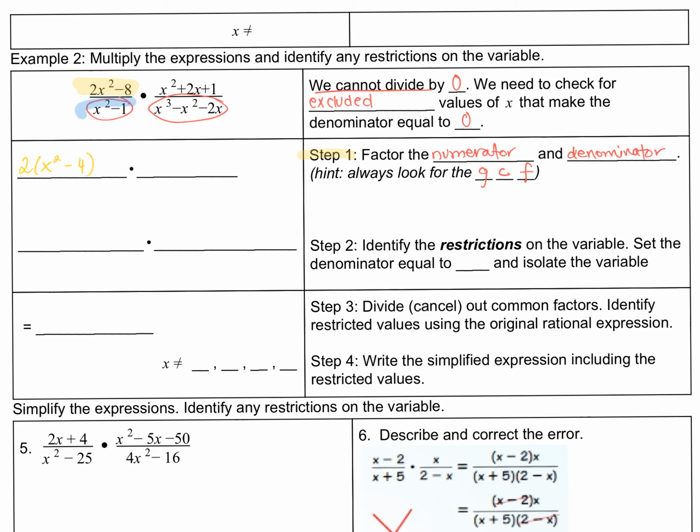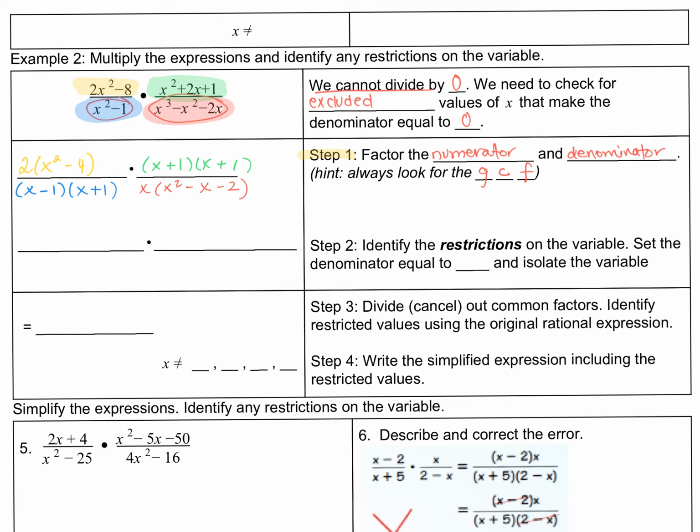On the denominator for the first one, we got x squared minus 1. I'm looking at that and I immediately see it's a difference of squares. So it's going to be x minus 1 times x plus 1. For the numerator of the second part, this is x squared plus 2x plus 1. That's going to factor out into x plus 1 and x plus 1. And on the bottom here, I see they all have x's, so there's a GCF of x I can take out so that it becomes x times x squared minus x minus 2.